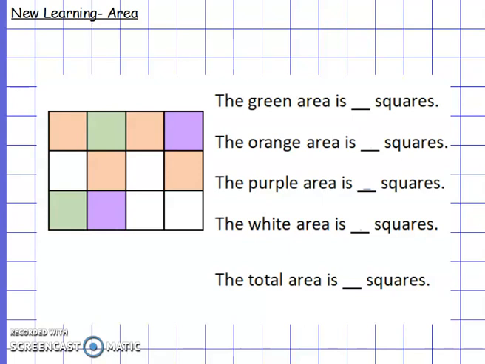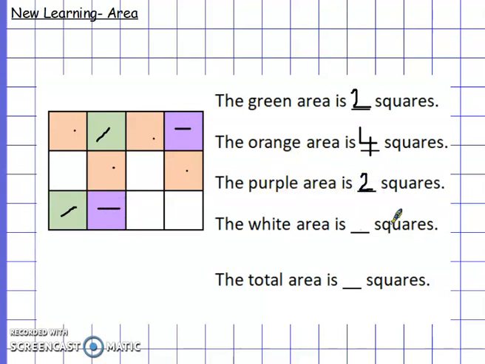Welcome back, Year 4. Have you written those sentences in your book? I hope so. Let's go through the answers and you can tick them with me. How many of the squares are green? 1, 2. 2 are green. How many are orange? 1, 2, 3, 4. 4 squares are orange. How many are purple? 1, 2. 2 are purple.